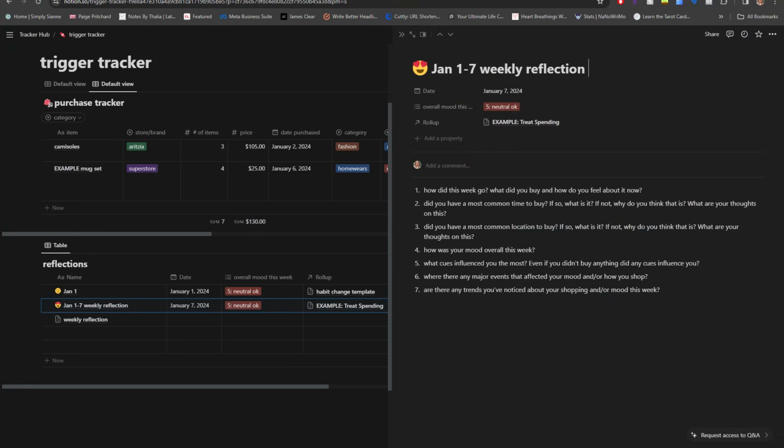So there's also space for your overall mood this week. And then there are some reflection questions about how did this week go? How do you feel about your purchases, now that you've had some time and space? Do you have any common locations or common cues, common stores and brands? What are the overall themes this week? So by virtue of having the data and then having a space basically for data analysis, the goal is to figure out what your cues are, where you're spending your money.